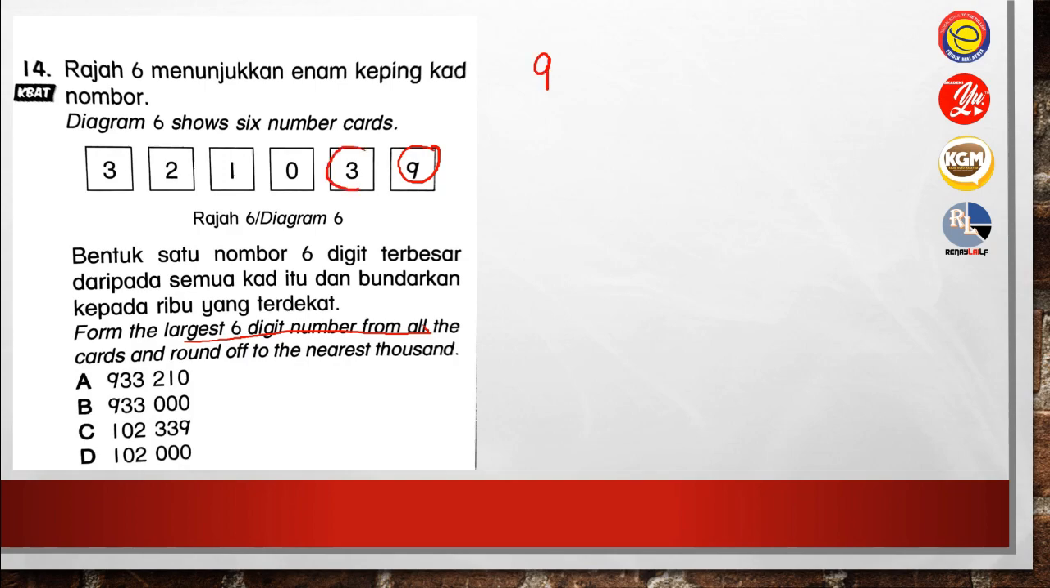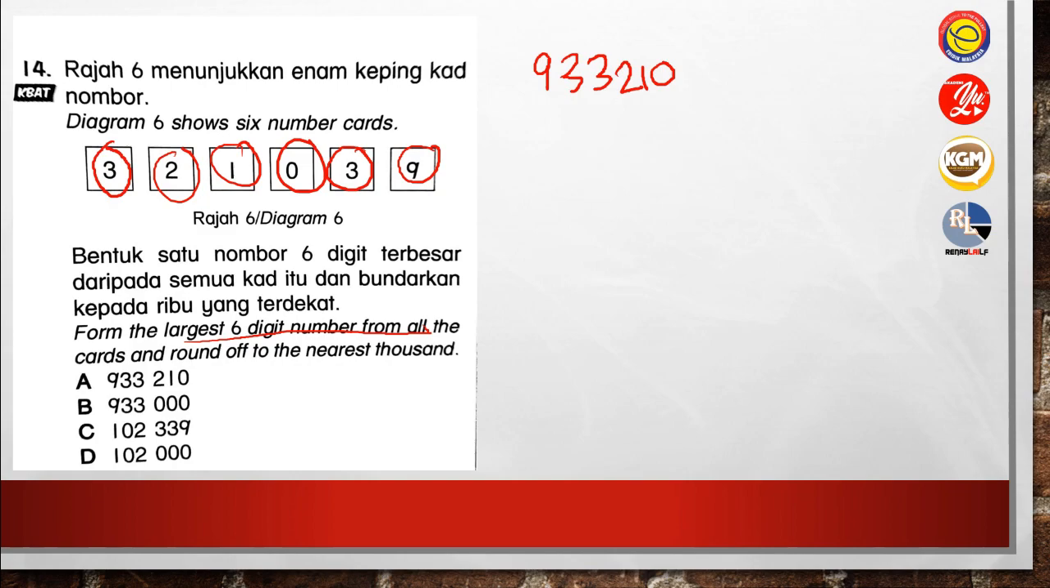After 9 is 3. We have 2 cards with number 3. So it's 9, 3, 3, 2, 1, 0. Why am I doing the working for you, children? This is actually to help you. So when you are doing paper 1, don't put everything in your head. So every time, write it down. Wherever you want to do, you write it down.